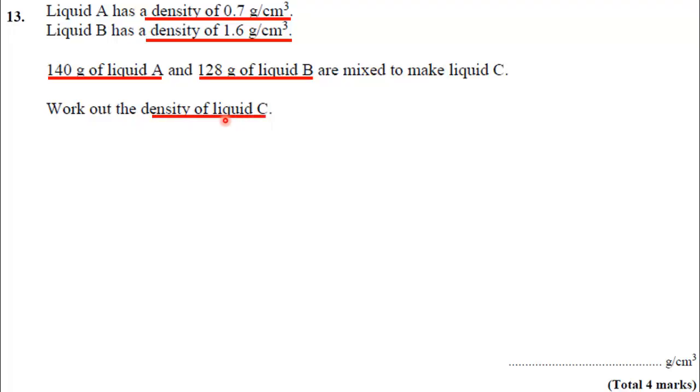Okay, so this is a pretty standard density question. I know it's density because they refer to the density of A and B. They've told us the mass of A in grams and the mass of B in grams, and they want us to work out the density of C, which is a mixture of A and B.